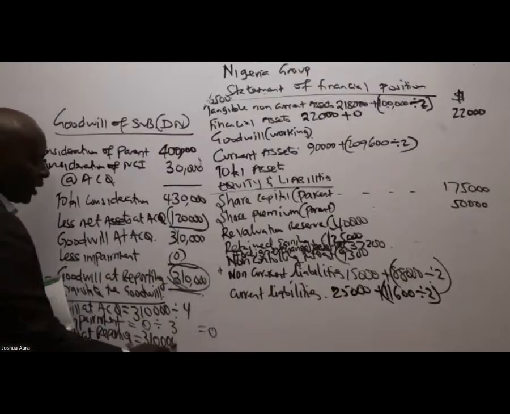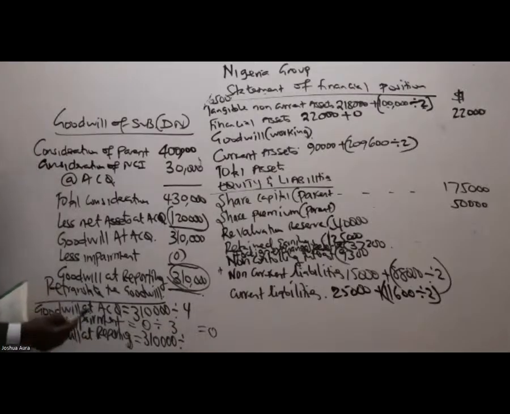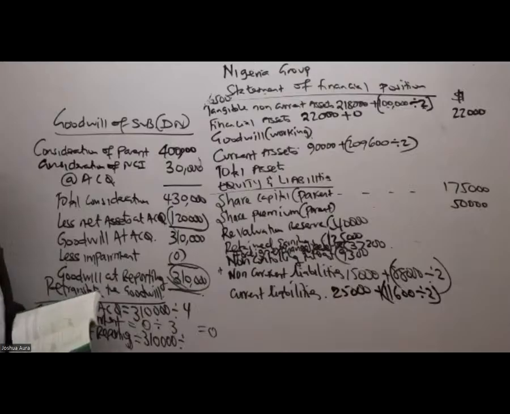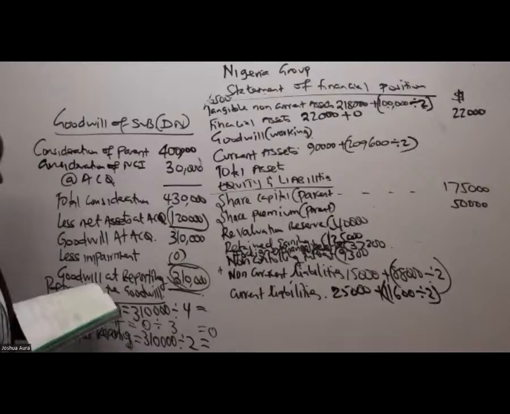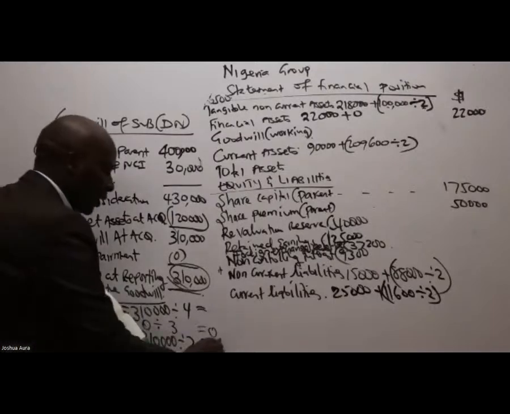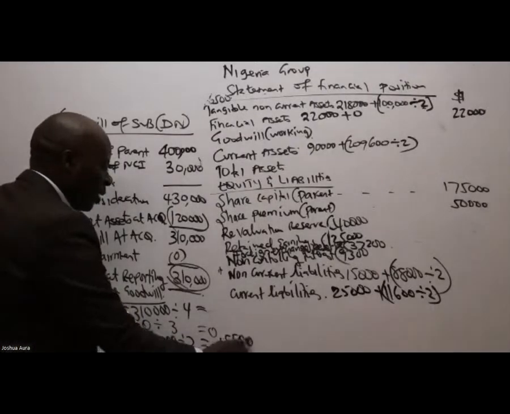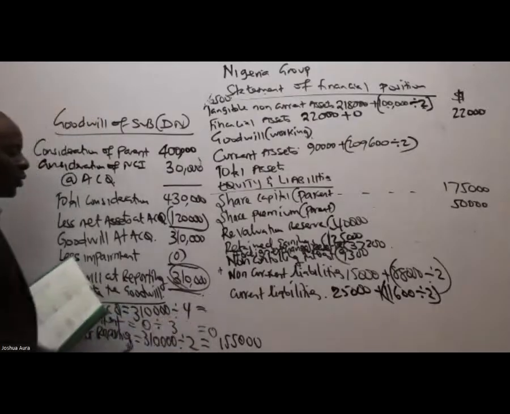So I'll take 310,000. At reporting, I should translate this at what rate, if you're following? Thank you very much. So could you kindly give me these figures? I know this one here will be $155,000. 155,000. How about this?